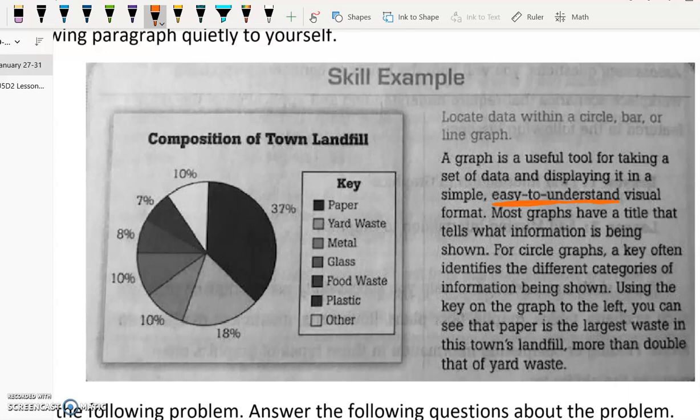Another important thing is that all graphs should have some form of a title, because without a title, you have no idea what the graph is even going to be talking about. And you could have multiple graphs that look very similar but cover different topics.